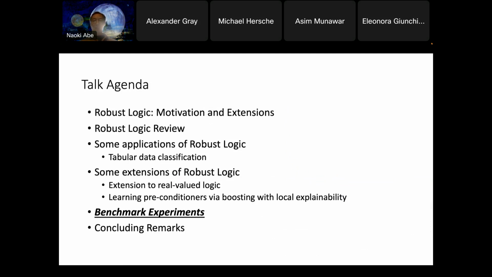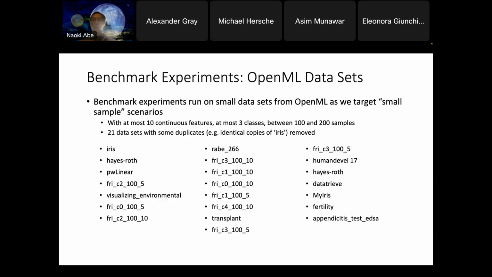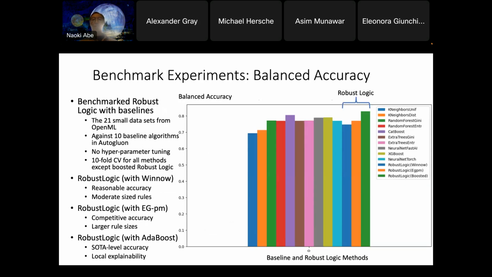So I'd like to then finally show some results of benchmark experiments. We've chosen to select some small data sets from OpenML, because we're targeting small sample scenarios. With this kind of criteria, we can filter over 20 data sets. This is preliminary. Using these roughly 20 data sets, we are able to evaluate what sort of classification accuracy we can obtain.